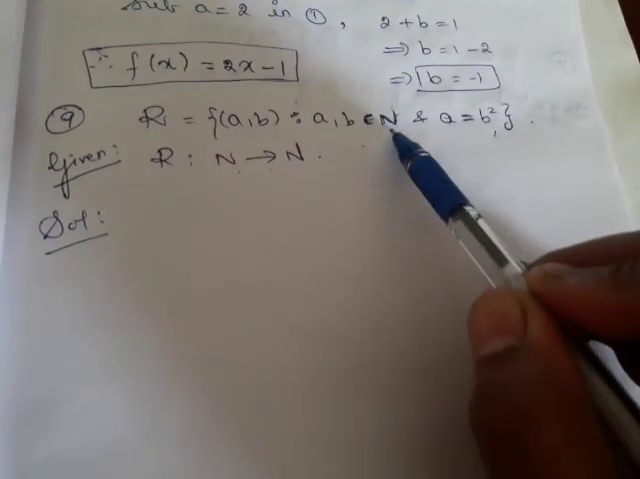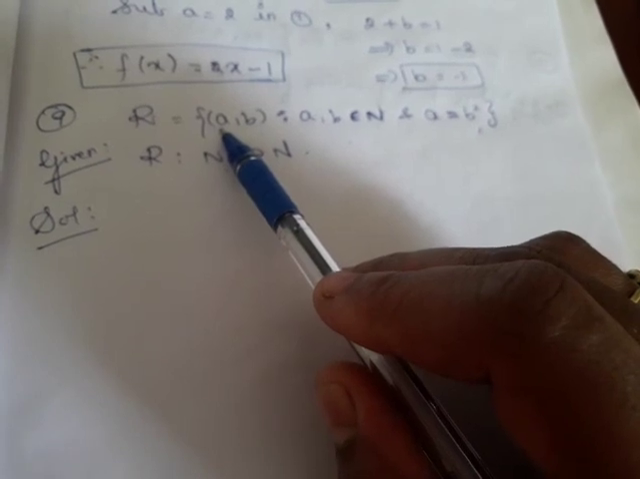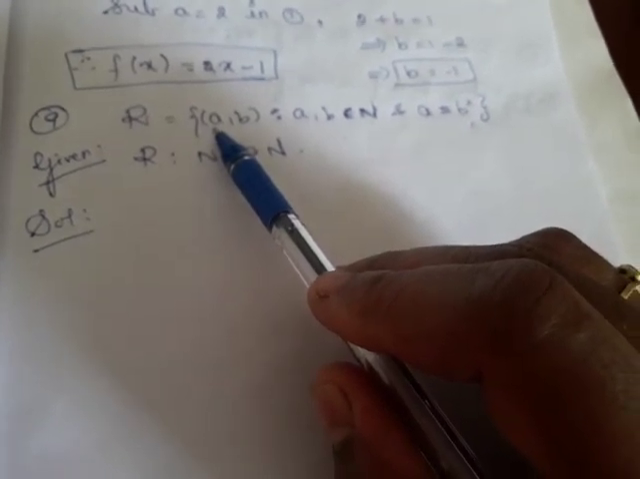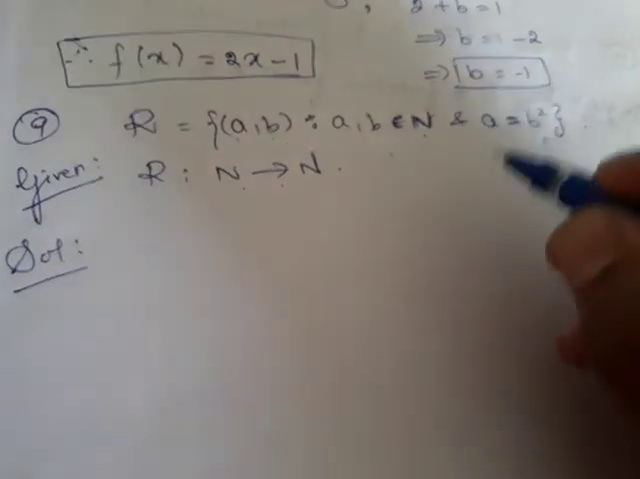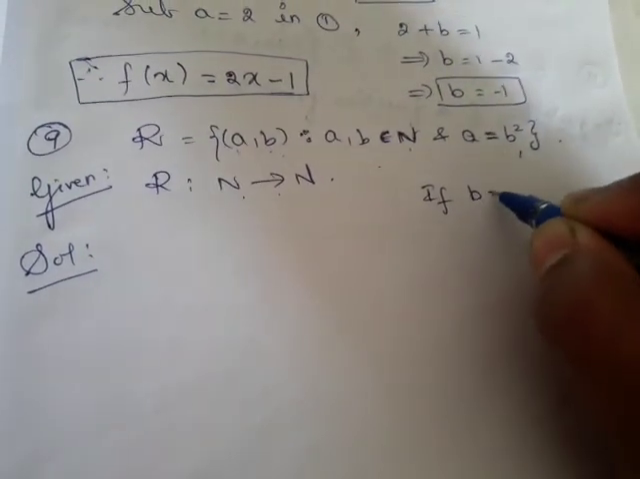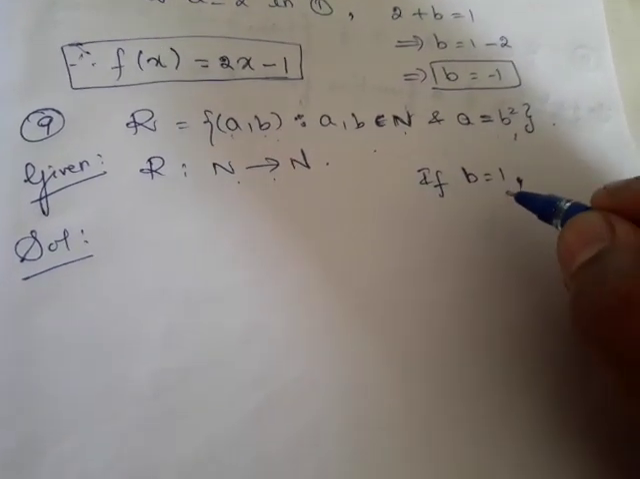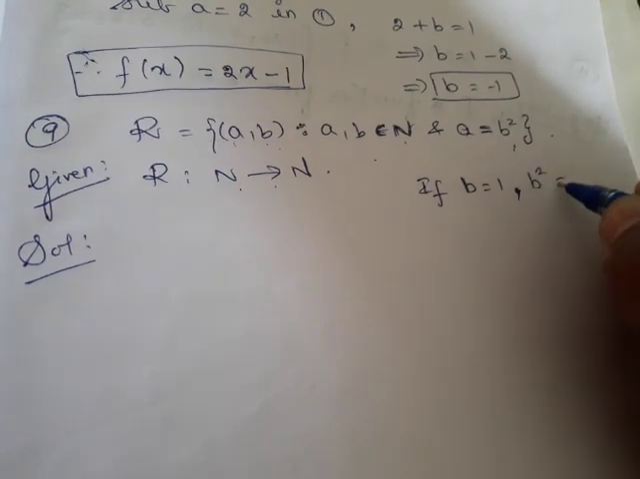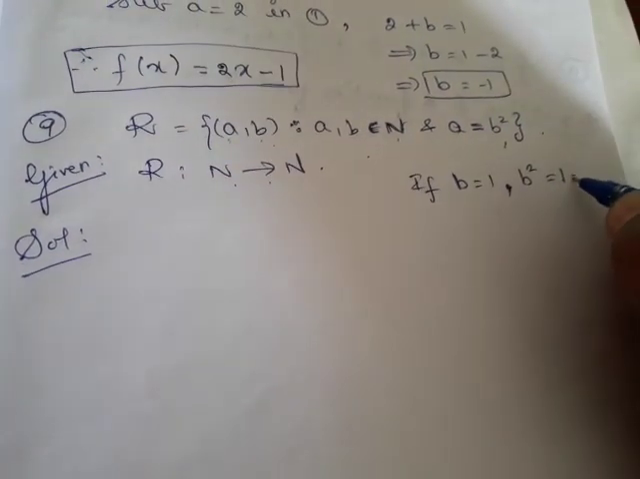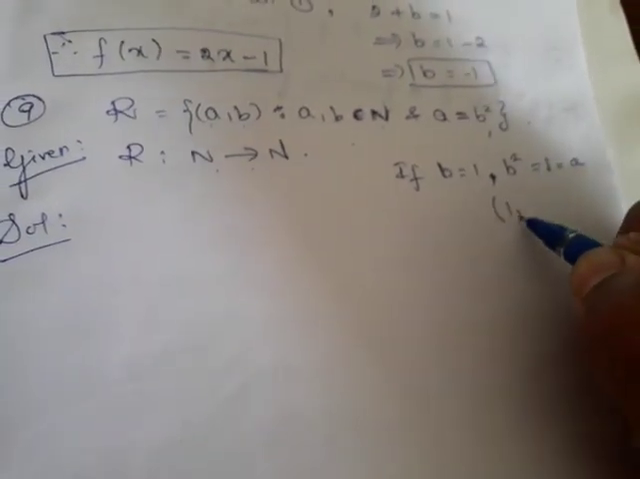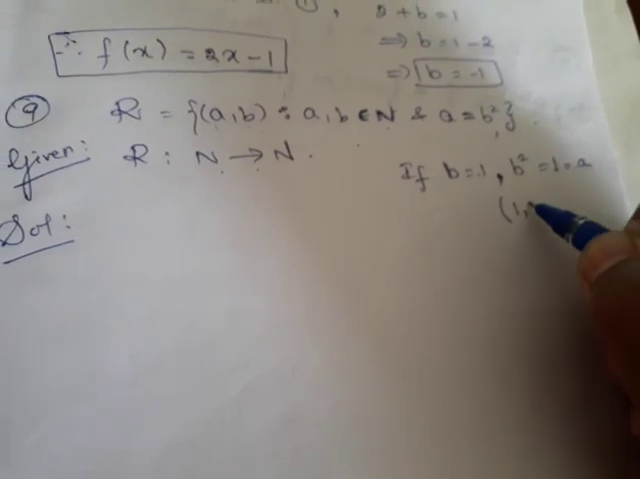Both a and b are natural numbers, they belong to N. So what are all the elements in this relation, (a, b) in such a way that a is equal to b square? Suppose I take b equal to 1, because the natural numbers start from 1 only, right? What is b square? 1. b square is nothing but a. So my first ordered pair will be 1 comma 1.